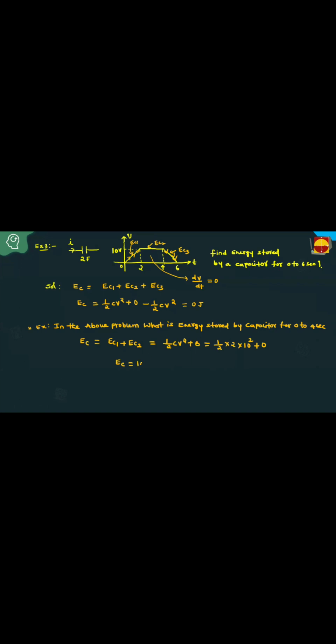Then 100 joule. Is it correct? All of you got it? Half CV square, now V is 10, 10 square, 2 to cancel. That is 100 joules. This is for 0 to 4 seconds. 0 to 6 seconds is 0 joules. This is storing, this is releasing. Clear? With this knowledge, now you have to see different models of questions.